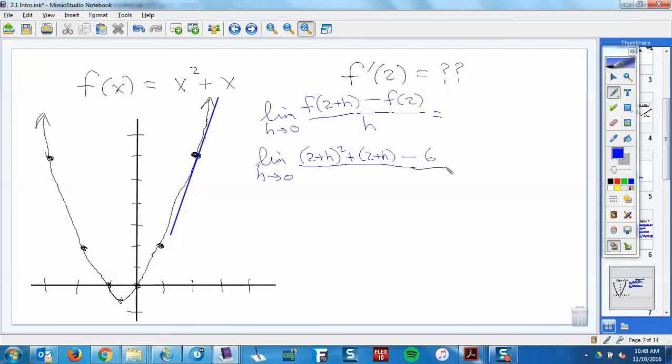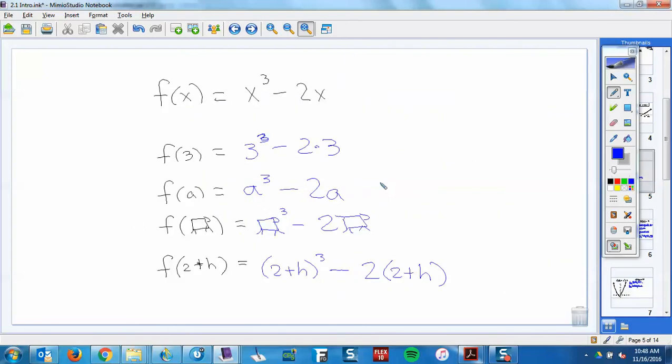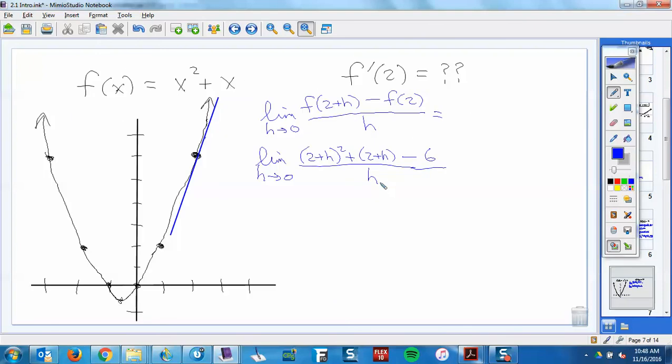6. Right? f of 2 is 6. And then we got an h on the bottom. How do you get f of 2? You plug 2 in for x. How do we get f of 2 plus h? We plug 2 plus h in for x. f of 2 means plug 2 in for x. 2 squared is 4 plus 2. Don't overthink it, right? Remember back here, what's f of 3? You just plug a 3 in for x. What's f of 2? You just plug a 2 in for x. So it's 6. Okay, now we FOIL this out.